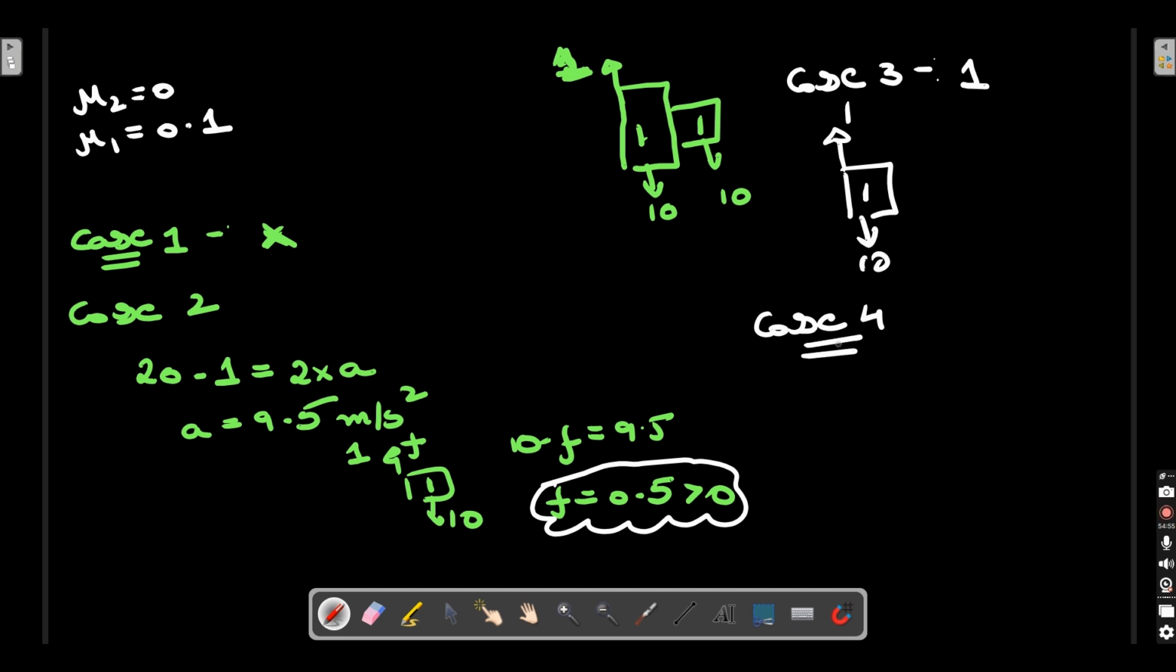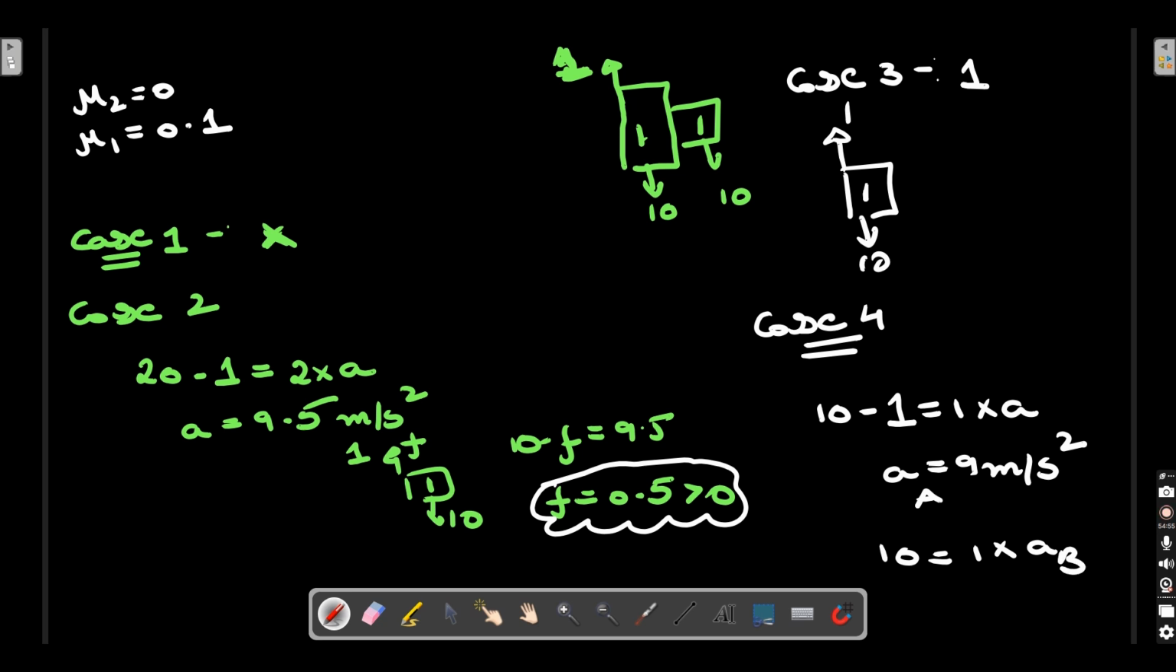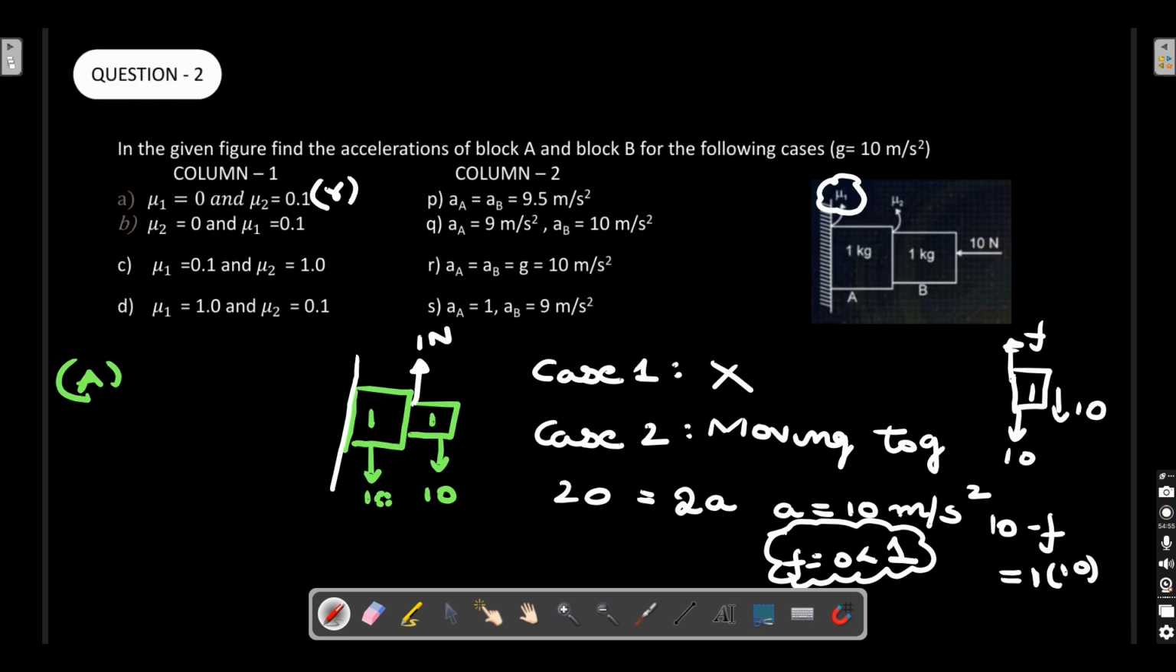Both of them will have different accelerations. Now I agree. 10 minus 1 friction is equal to m into A. So A is equal to 9. This is block number A. 9 meter per second square. And then for B, only 10 is equal to 1 into AB. So AB is equal to 10 meter per second square. This is for block number 2. So see, case 4 got verified. 9 and 10. Where is it? 9 and 10. So option Q, R, Q.